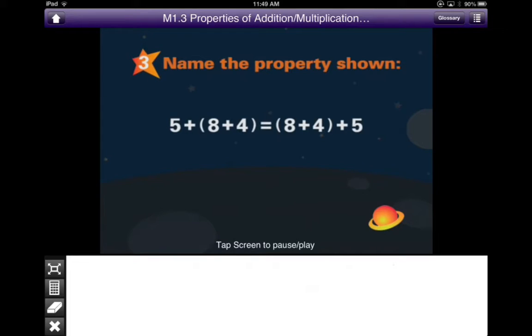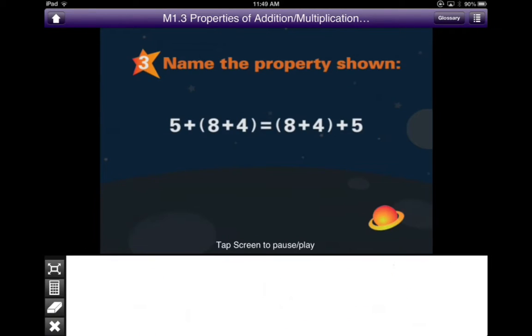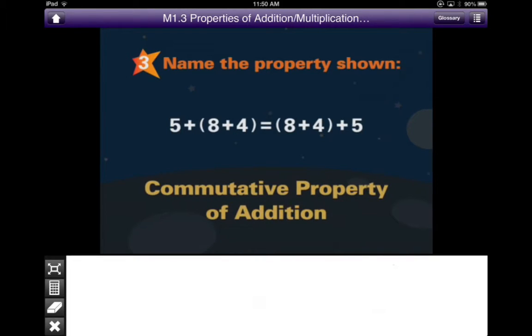Hopefully you looked very closely at this problem and noticed that the actual groups did not change. What changed was the order of the numbers inside the groups, so that means that this is the commutative property. Okay, it's the commutative property of addition. The numbers in the parentheses have not changed order, but the position of the parentheses has changed. This is the commutative property of addition. Very observant, Trillian.